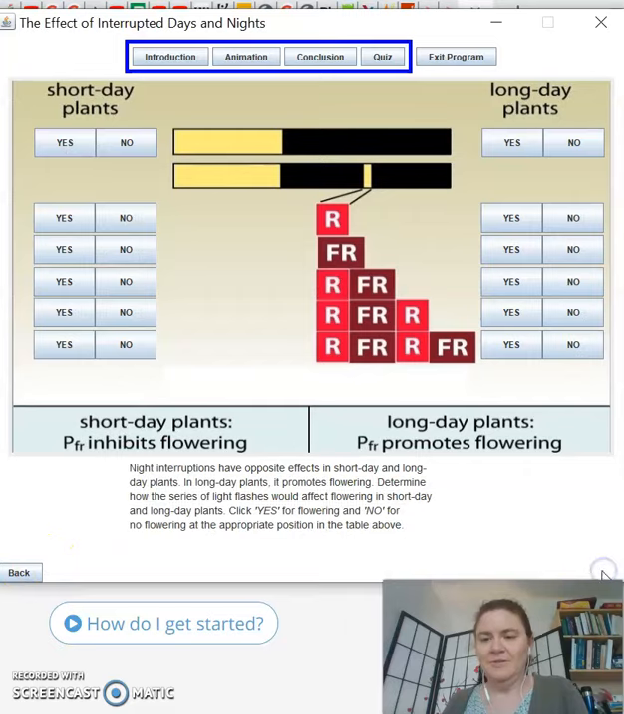And again, let's just go through this one more time. Short day plants, what do you think it is? Flowering or no flowering? Long day plants, flowering or no flowering?